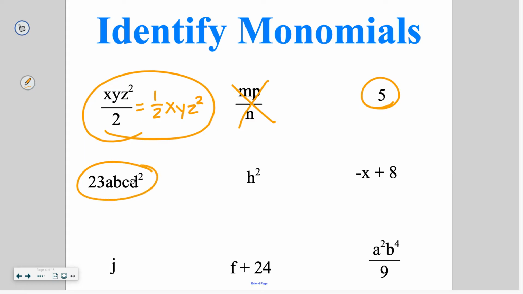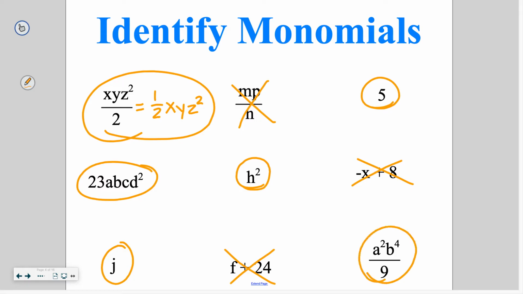Again, multiplying numbers and variables, that is a monomial. We've got just variables with an exponent, monomial. Negative x plus 8 is not a monomial. Addition is not allowed. It is not a singular thing. Mono means singular. j by itself, adding 24 is not allowed. And then again, dividing by a number is okay. So that's just kind of a general idea of what a monomial is and what it is not.